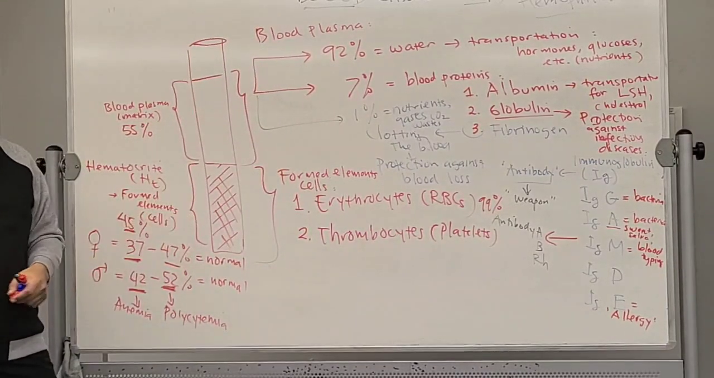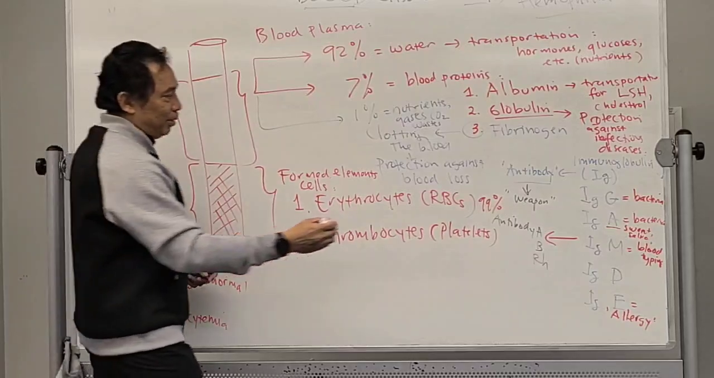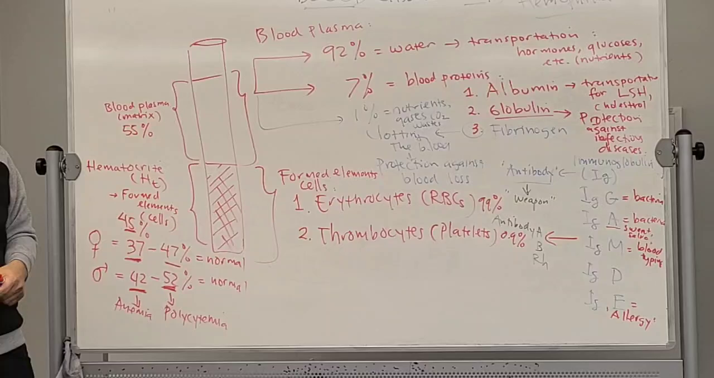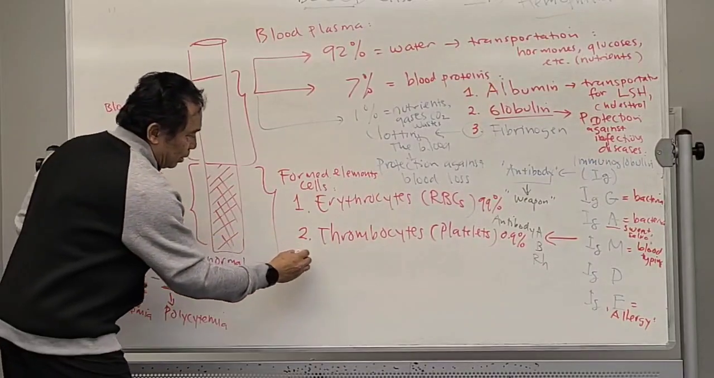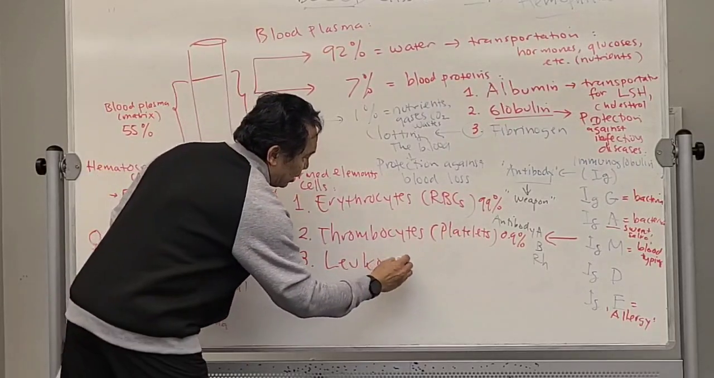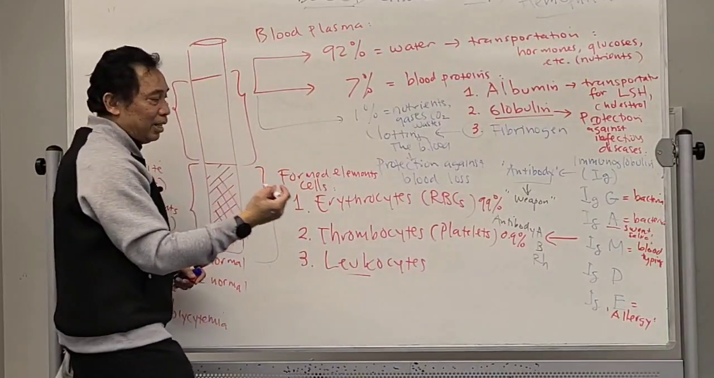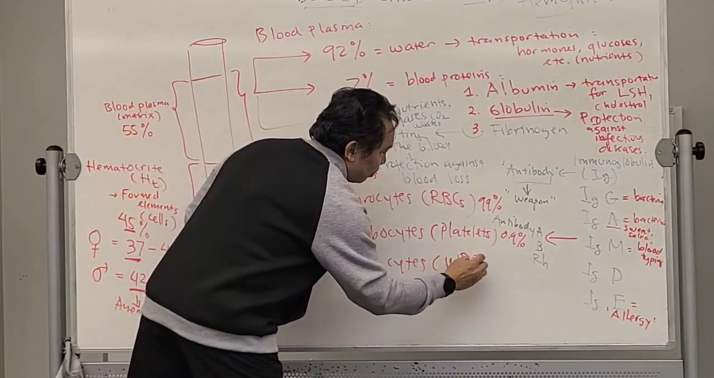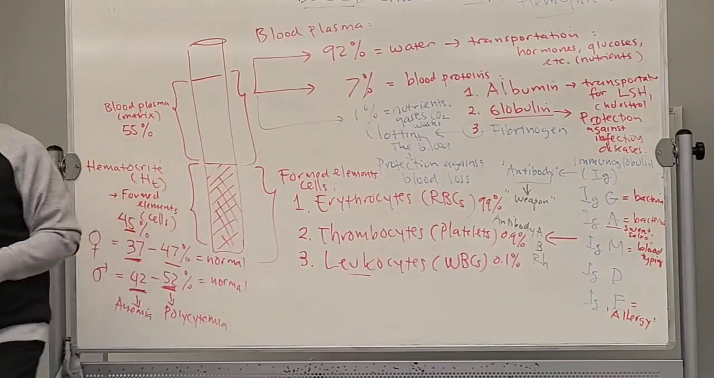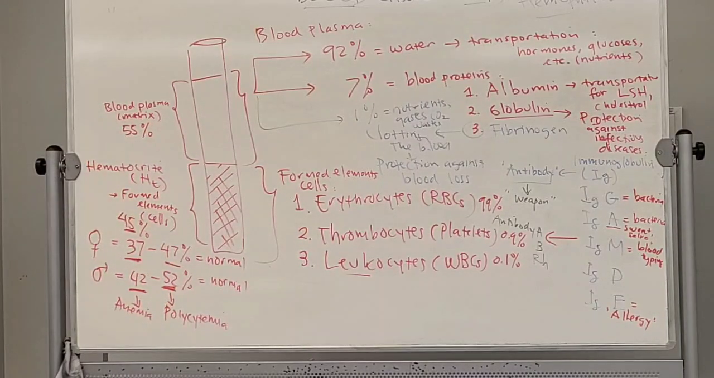Maybe about 0.9%, something like that. It's 0.9%. And the least abundant one is called the leukocyte. Leu means white, so this is going to be the white blood cell. It's only about 0.1%. Very few. Therefore, it's going to be very difficult to find this white blood cell. Not many, but they are very important.